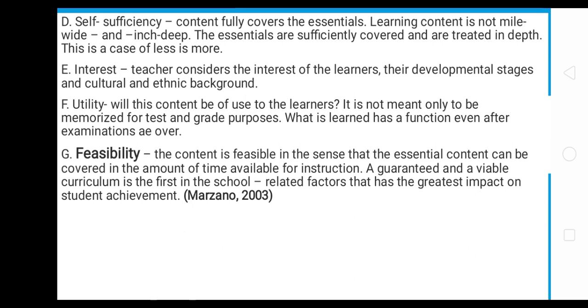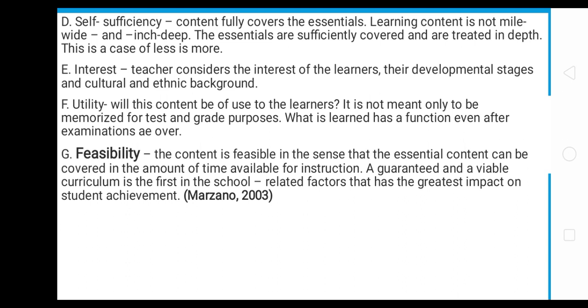Next, the self-sufficiency. Content fully covers the essential learning. Content is not a mile wide and an inch deep. The essentials are sufficiently covered and are treated in depth. This is a case of less is more. So self-sufficiency means that students should be given a chance to experiment, observe, and do field study, because this allows them to learn independently and helps the learner attain maximum self-sufficiency.